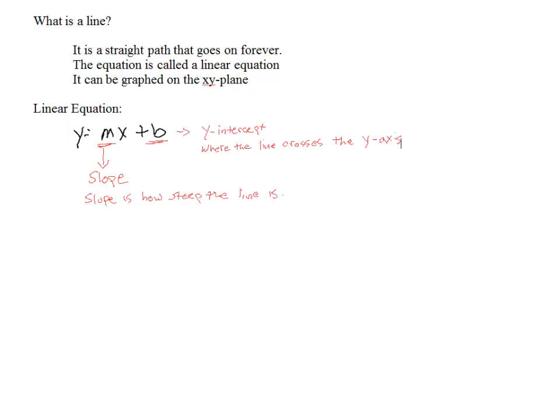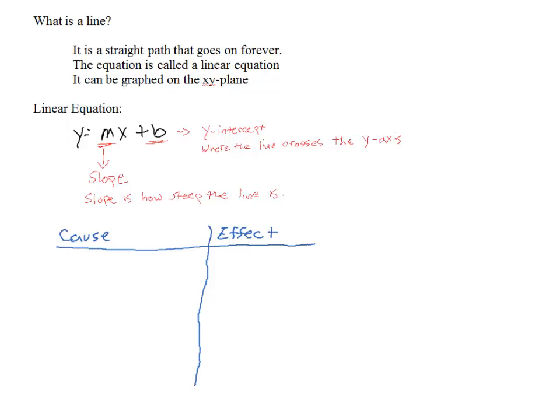So just a quick review. The m stands for slope. The b, which is your constant, stands for the y-intercept. And what happens if we change the slope or the y-intercept? What happens to the line? Well, let's just do a little chart here for cause and effect.